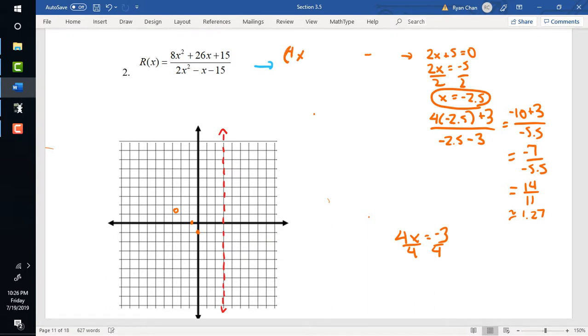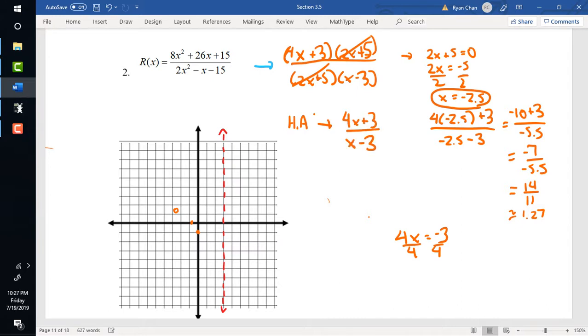So let's remember, right? It reduces: 4x plus 3, 2x plus 5, over 2x plus 5 and x minus 3. So this cancels, okay? So when I look at my horizontal asymptote, I look at my reduced form, which is 4x plus 3 over x minus 3. So what I can do is long division, or I could do synthetic. Either one's fine. Oh yeah, always use your reduced form rather than your original if things cancel out.